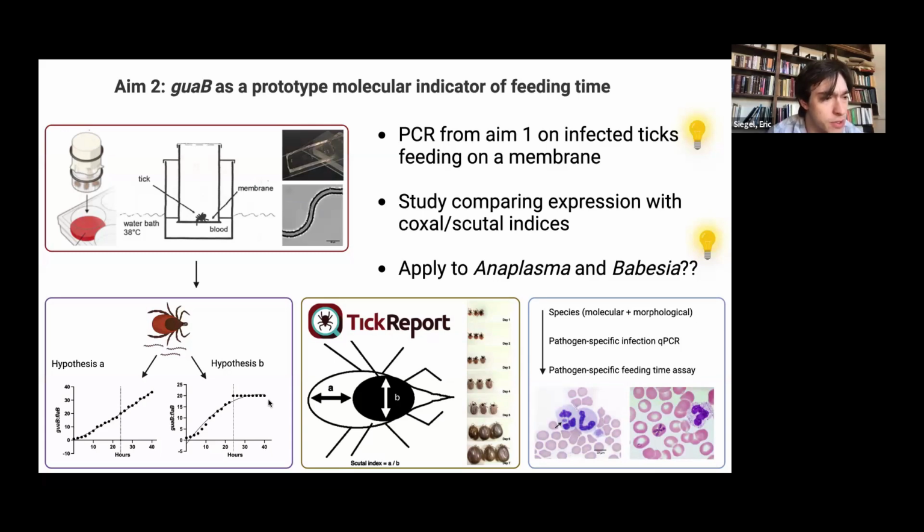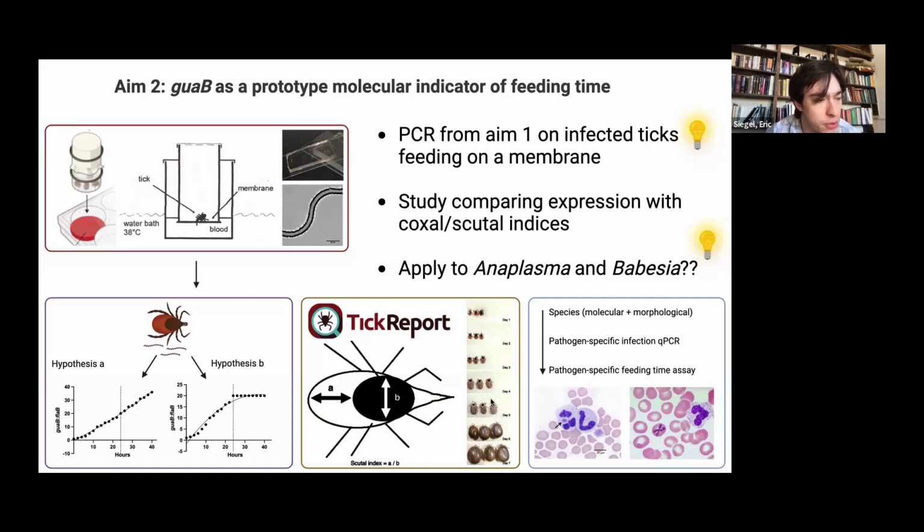And the goal consequence of this is that we may be able to use this as a more accurate and time-efficient substitute to physical measurements of ticks to indicate how long an infected tick has fed. And the goal of this is to develop a pipeline where we do a species test with PCR, determine if the tick is an Ixodes tick, do the pathogen test to see if the tick is infected with Borrelia, and then finally do the feeding time assay. So we can get individual and population level indicators of how long infected ticks had fed on hosts.